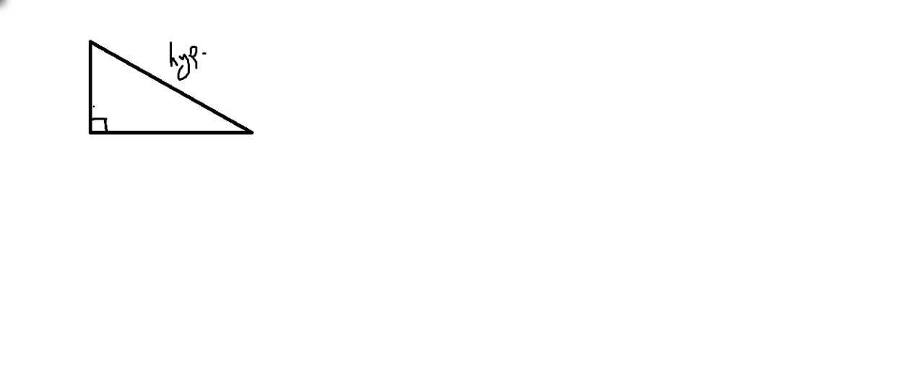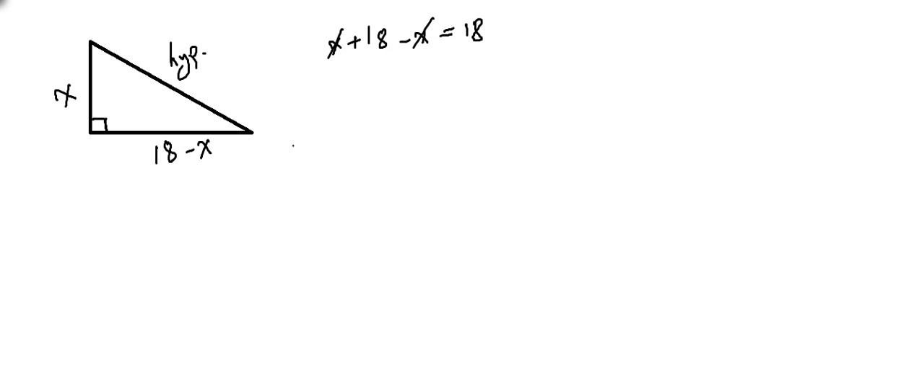Let's say one of the legs is x. What will the other length be? 18 minus x, right? Because x plus 18 minus x will be equal to 18 centimeters, right? This means if one of them is x, the other is 18 minus x.